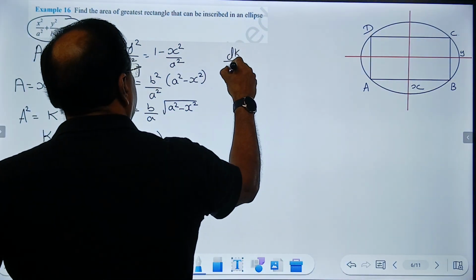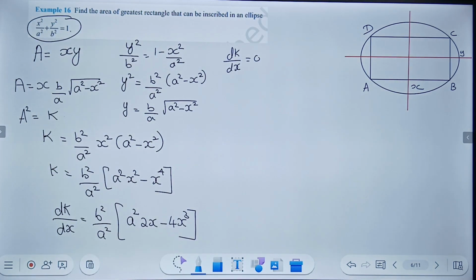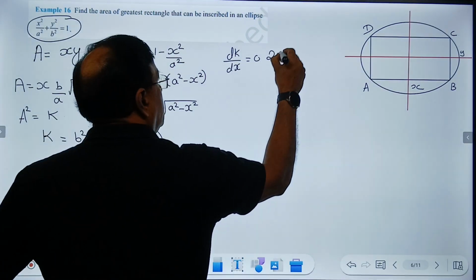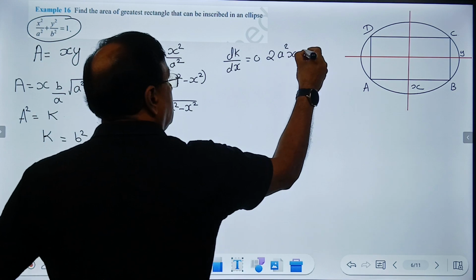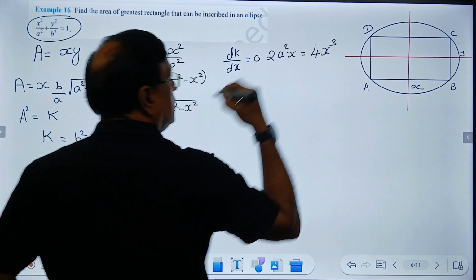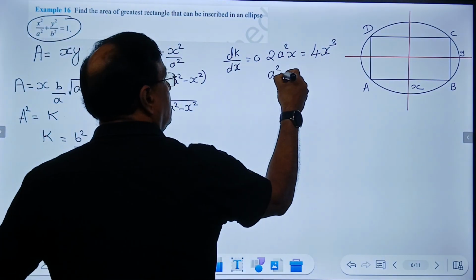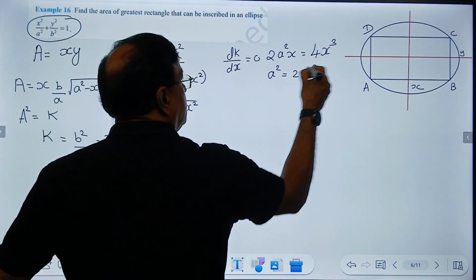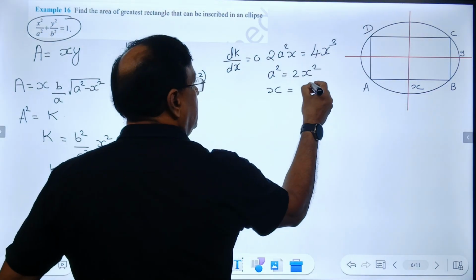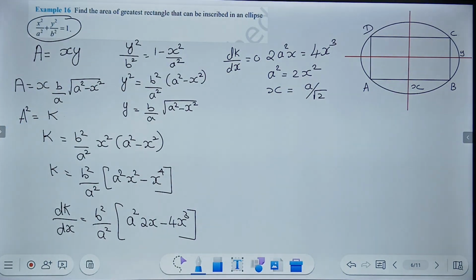Now you equate it to 0. dk by dx equal to 0. What do I get? I get 2a square x equal to 4x cube, which can be simplified as a square equal to 2x square. Therefore x is equal to a by root 2.